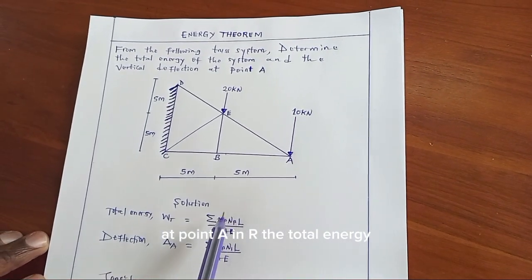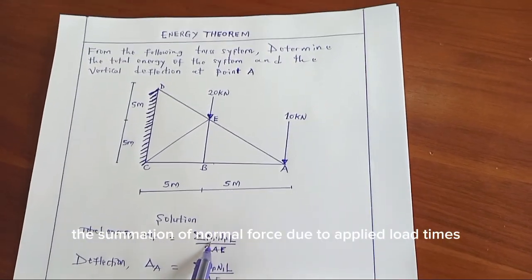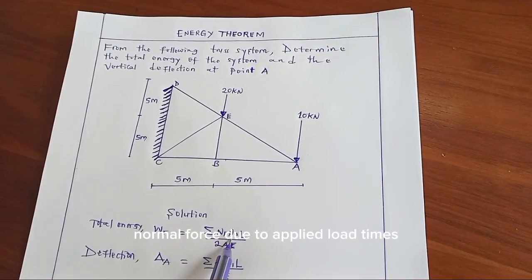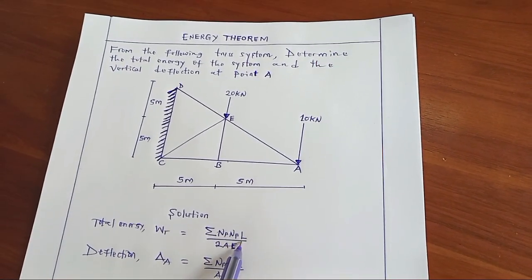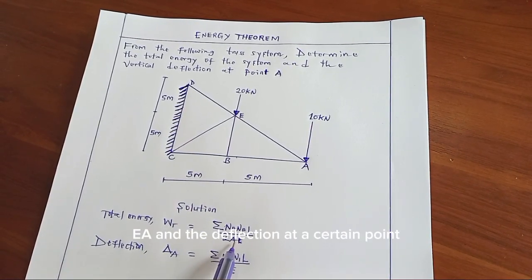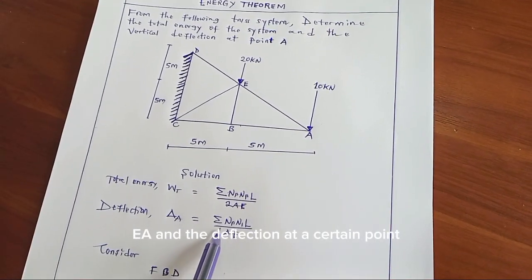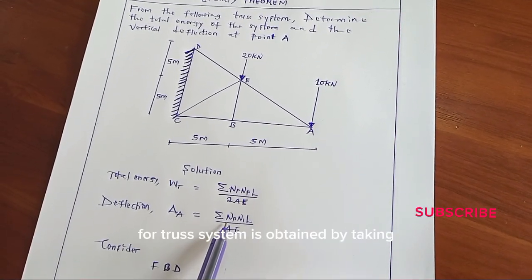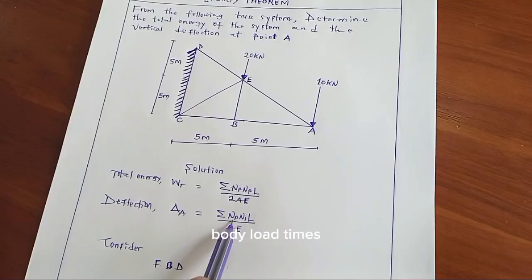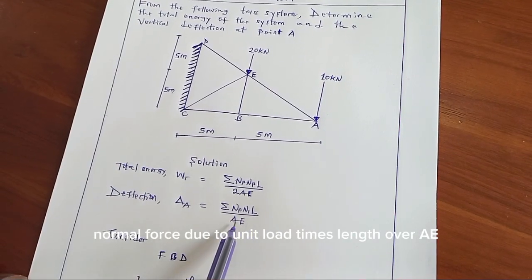The total energy for a truss system is obtained by taking the summation of normal force due to applied load times normal force due to applied load times length of the member over 2EA. And the deflection at a certain point for a truss system is obtained by taking the normal force due to applied load times normal force due to unit load times length over AE.